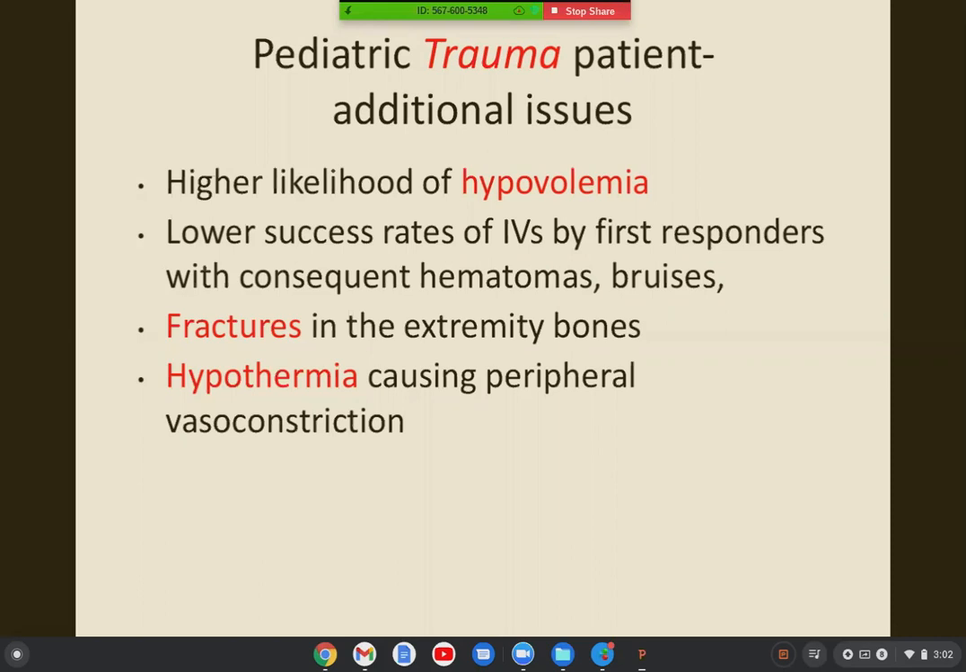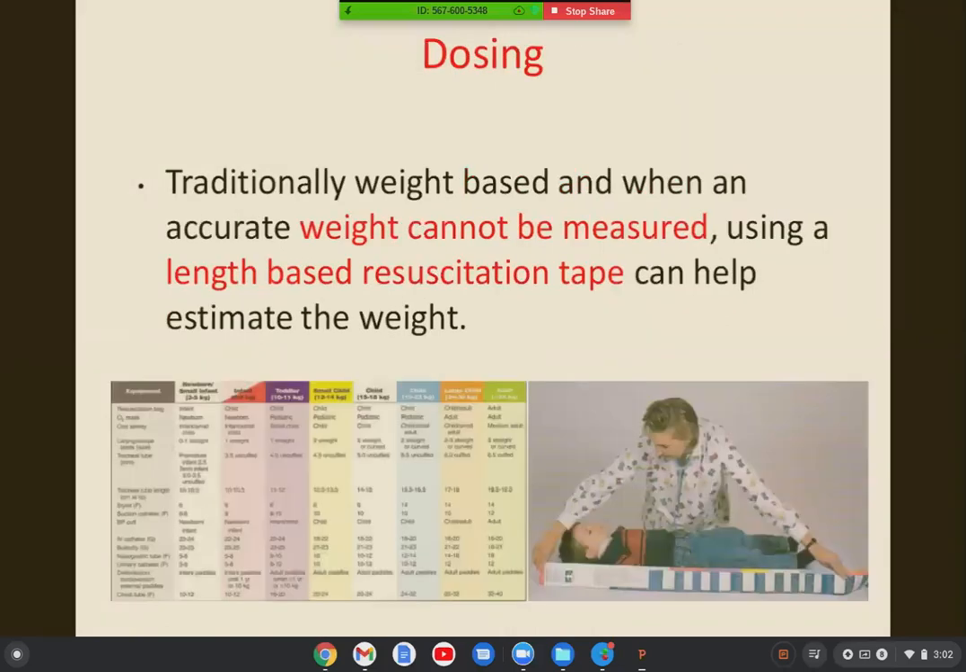such kids. Also, these kids have more fractures in the extremity bones. They are more prone to hypothermia, causing peripheral vasoconstriction. So these are additional features which make cannulation a difficult task. The second aspect is dosing. When we talk about dosing, there is traditional weight-based dosing, and if we know the weight, we calculate. But when we cannot measure the weight, then the Broselow tape, a length-based resuscitation tape, is very helpful to make you understand various parameters involved to take care of the child's health.